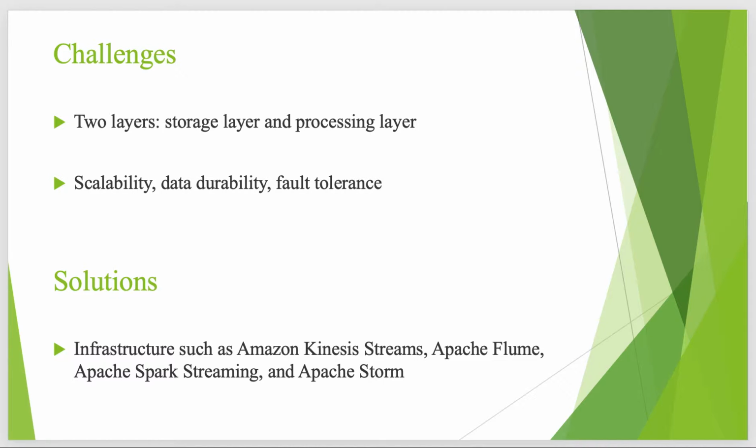Some other factors are also very important. These factors include scalability, data durability, and fault tolerance in both the storage and the processing layers. As a result, many platforms provide the infrastructure needed to build streaming data applications, including Amazon Kinesis Streams, Apache Flume, Apache Spark Streaming, and Apache Storm.